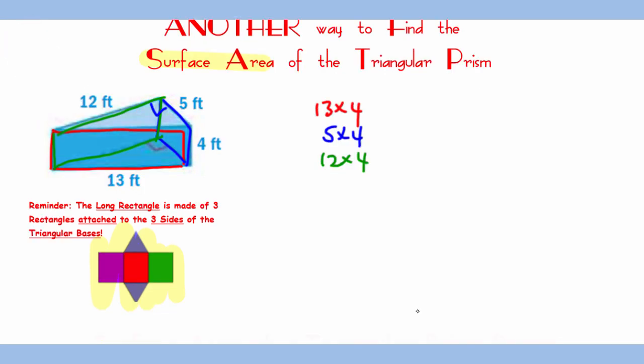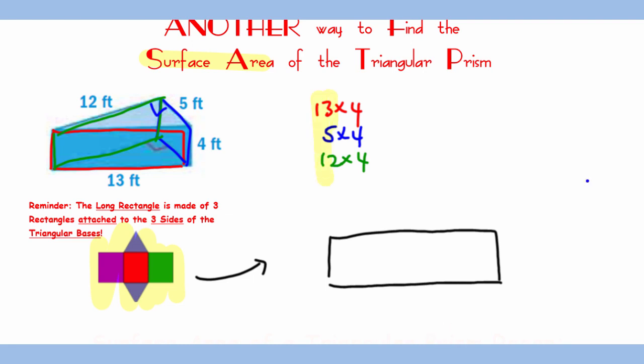Now if I were to make a net of this triangular prism similar to this, I would have a big rectangle in the center where the measurements will be from here. Notice how one of the measurements that's the same is 4. That means they will all have a height of 4 in this rectangle. The width will be divided into 13, 12, and 5.